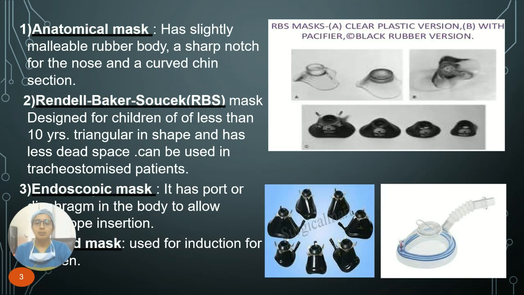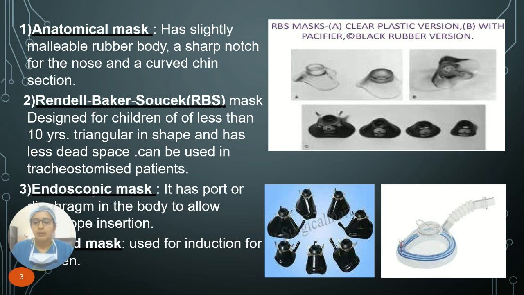Anatomical mask. It has a slightly malleable rubber body, a sharp notch for the nose, and a curved chin section. Then we have a special mask for the pediatric group. This is called the Rendell-Baker-Soucek mask. It is designed for children of less than 10 years of age, triangular in shape, and it has less dead space. Can also be used for tracheostomized patients.